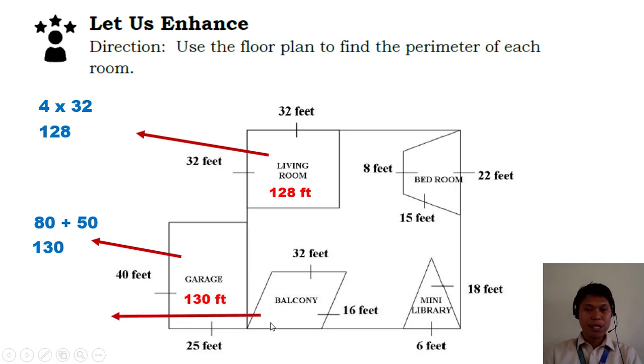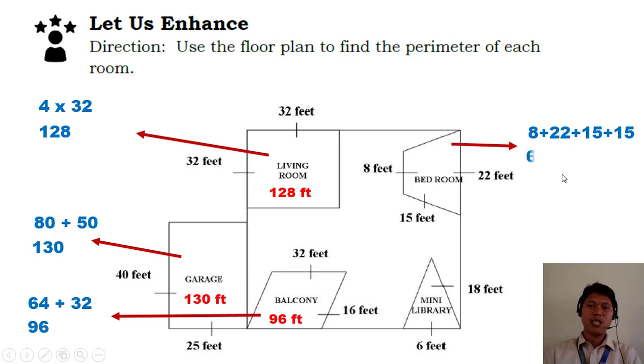Let's proceed to the balcony. 32, and this is 32, 16, and 16. So 32 times 2 is 64, and 16 times 2 is equal to 32. And 64 plus 32 is equal to 96. That's our balcony, the perimeter of the balcony. The bedroom, this looks like a trapezoid. So it is 8, this is 15, this is also 15 because it's the opposite side of the trapezoid, and this is 22. So it means it is 8 plus 22 plus 15 plus 15 is equal to 60, and our perimeter is 60 feet.